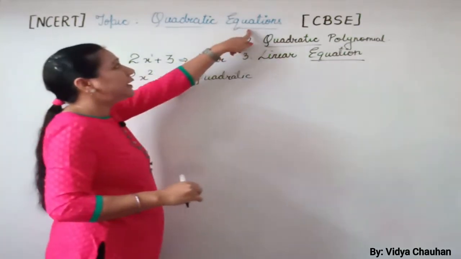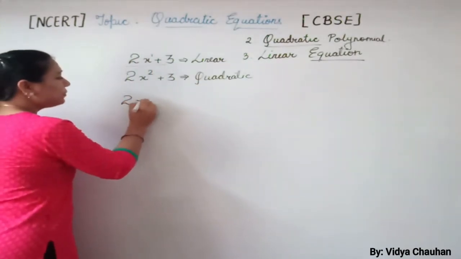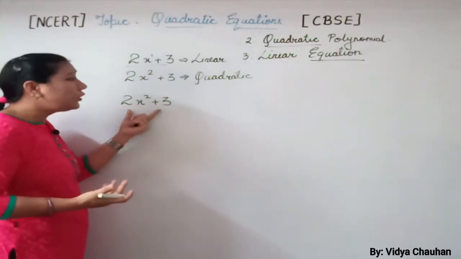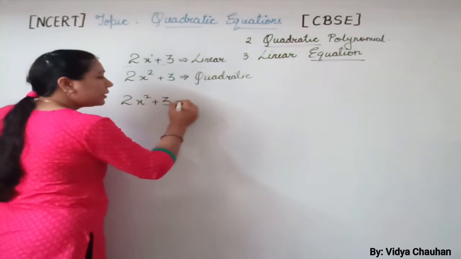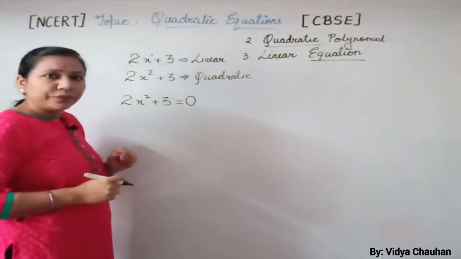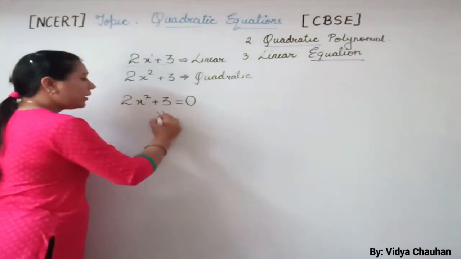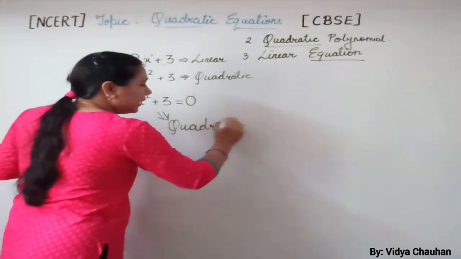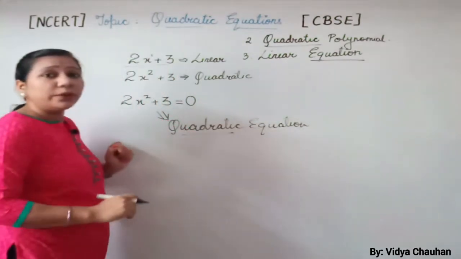Now the second term, which is equations. So what is an equation? The thing which I have written here, 2x square plus 3, is just a polynomial expression. Now if I put the sign of equals to and write 0 after it, then it becomes a quadratic equation. So this equals to sign completes the equation, which is a quadratic equation.